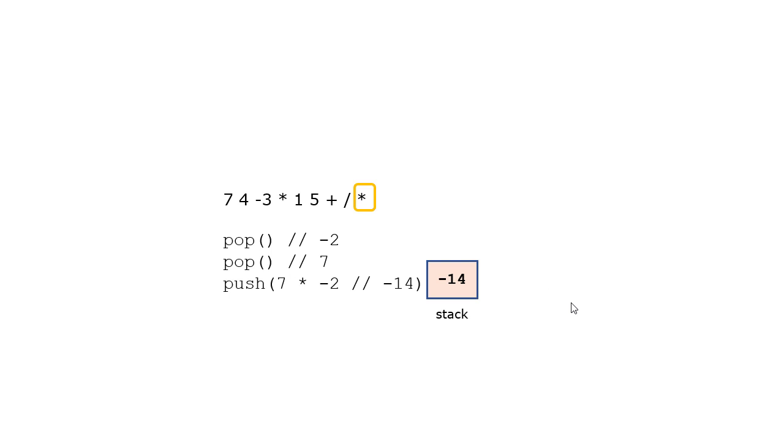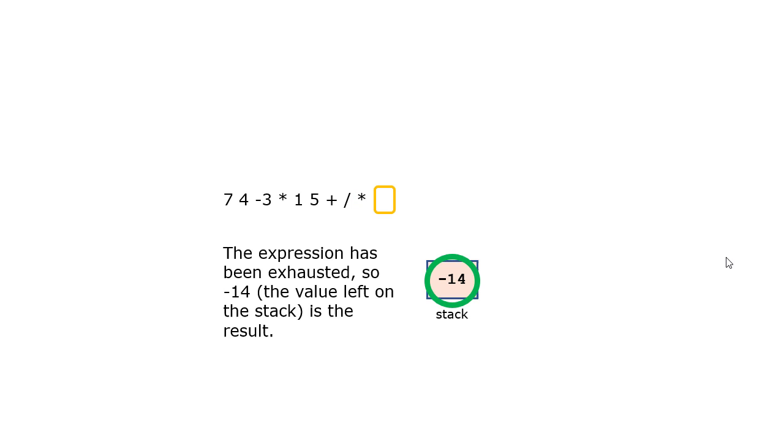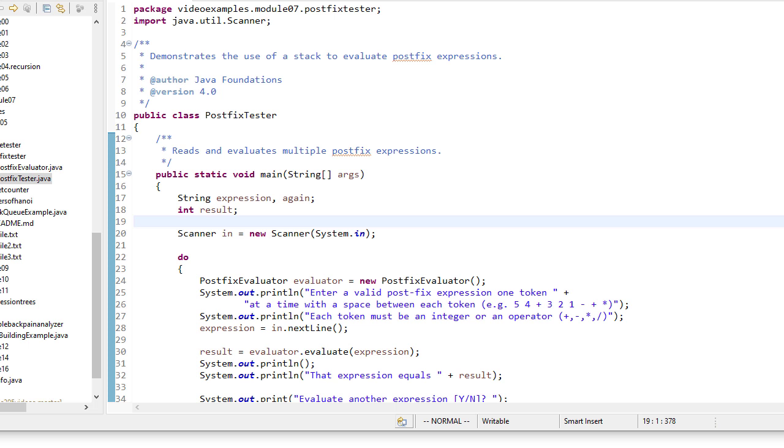Finally, we reach a multiplication operator. So we pop the negative 2, we pop the 7, and we multiply 7 times negative 2. That gives us negative 14. We push that on the stack. Now we've reached the end of the expression. So the value on the stack, negative 14, when we've exhausted the expression, is our result. So let's take a look at how we'll do this in code.